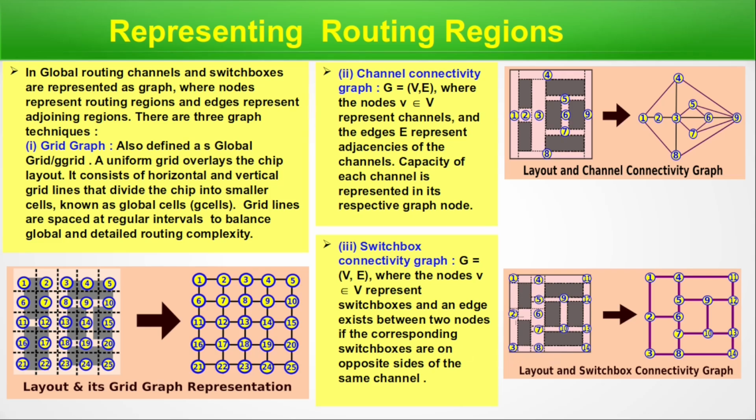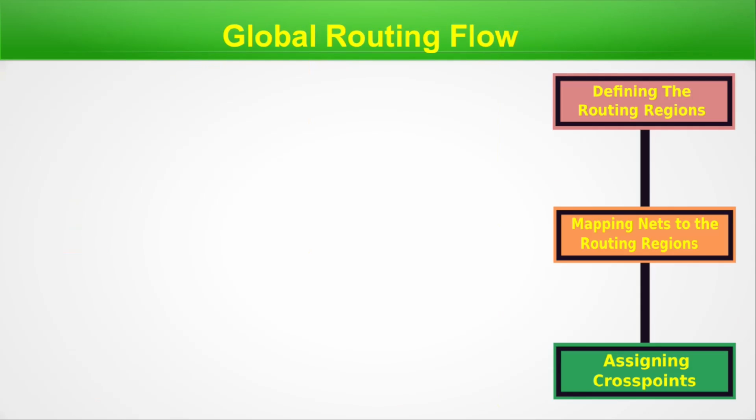of the same channel. This is a channel and these are opposite sides of the same channel, and the edge between these two is connected when an edge exists between two nodes. If the corresponding switchboxes, this one switchbox and these two switchboxes, are situated just opposite to each other, that is the switchbox connectivity graph. These are the three representations: grid graph, channel connectivity graph, and switchbox connectivity graph. So we are done with this slide. We will move to the next slide.